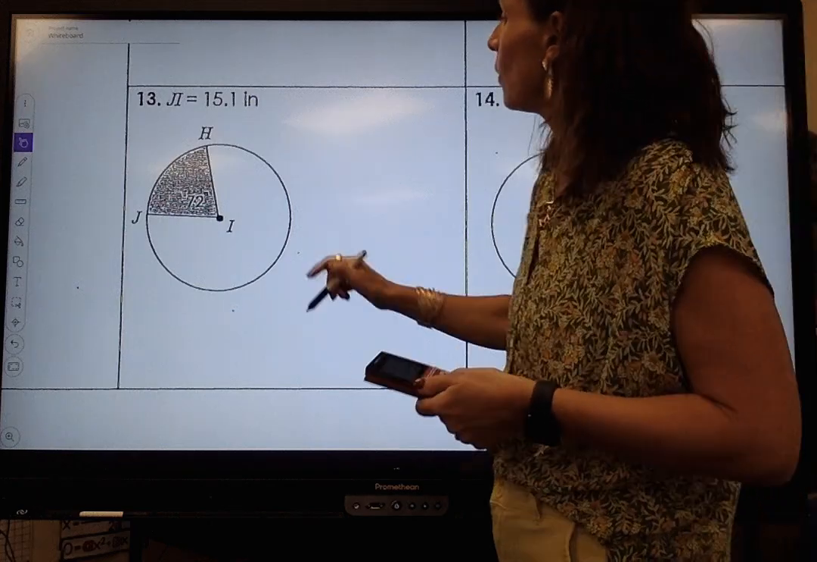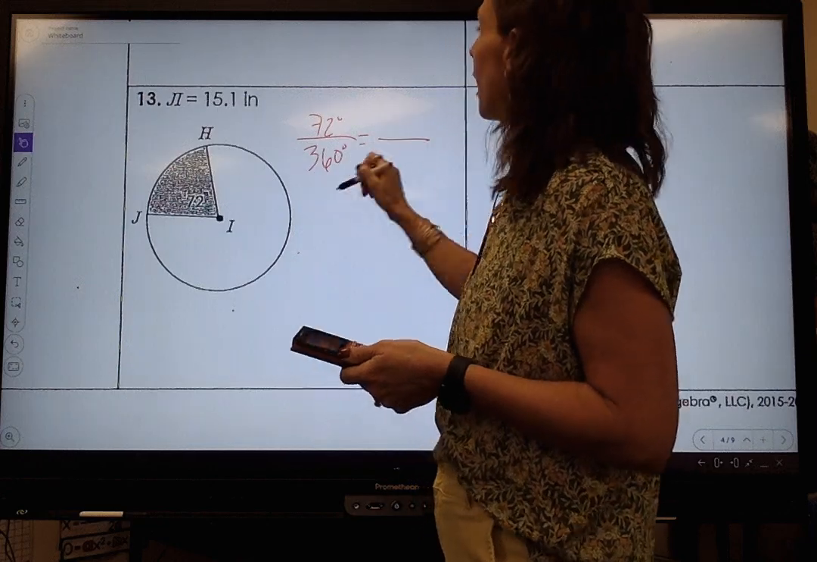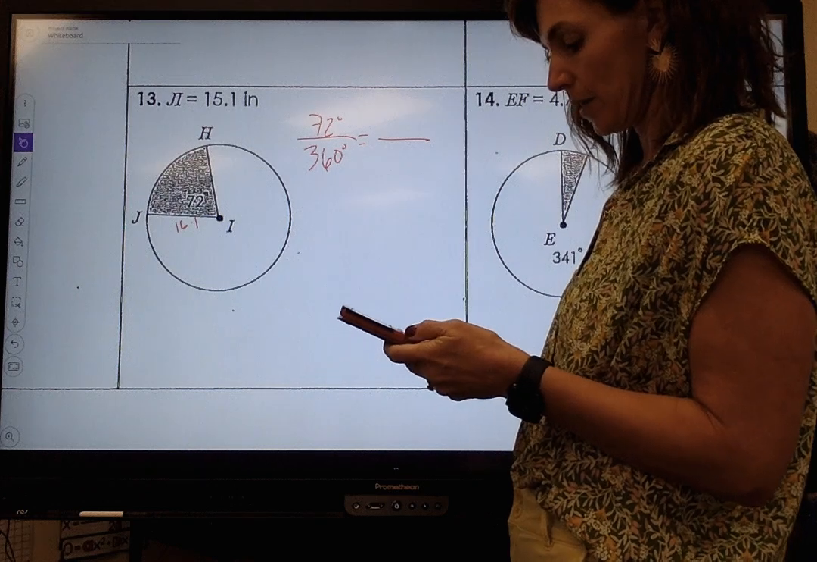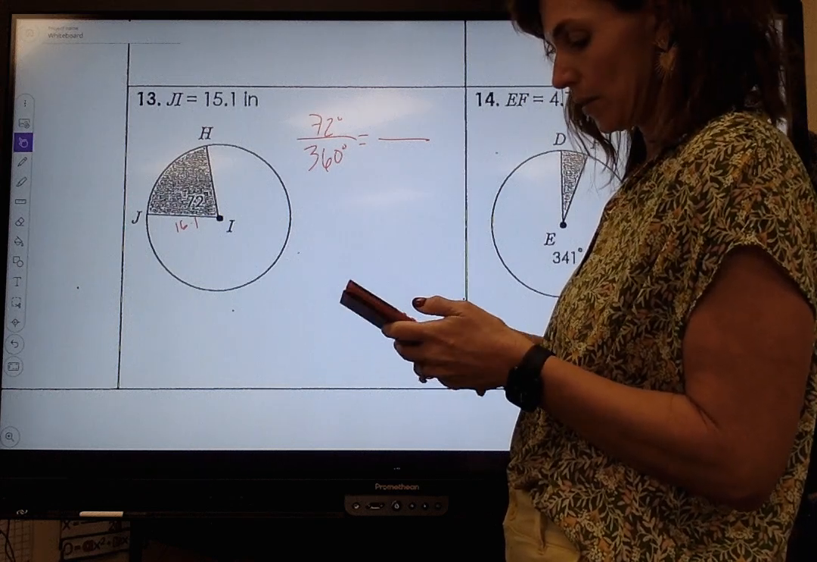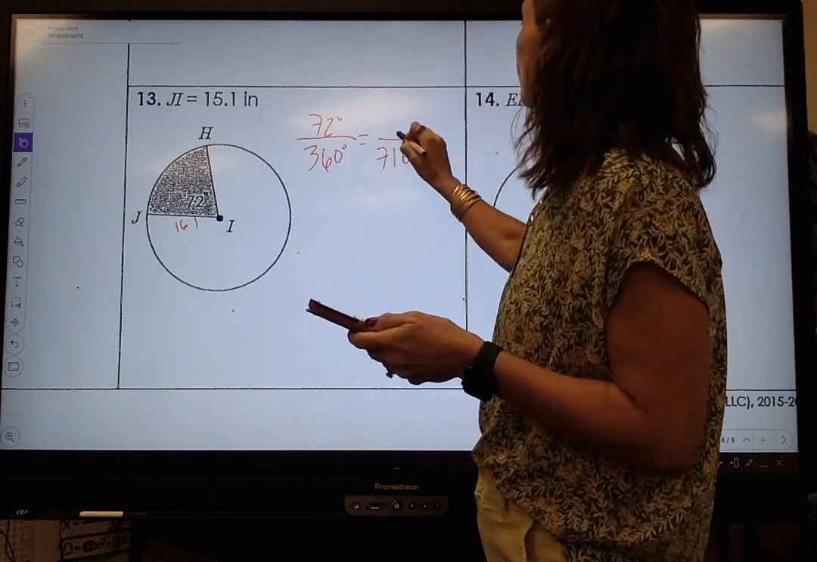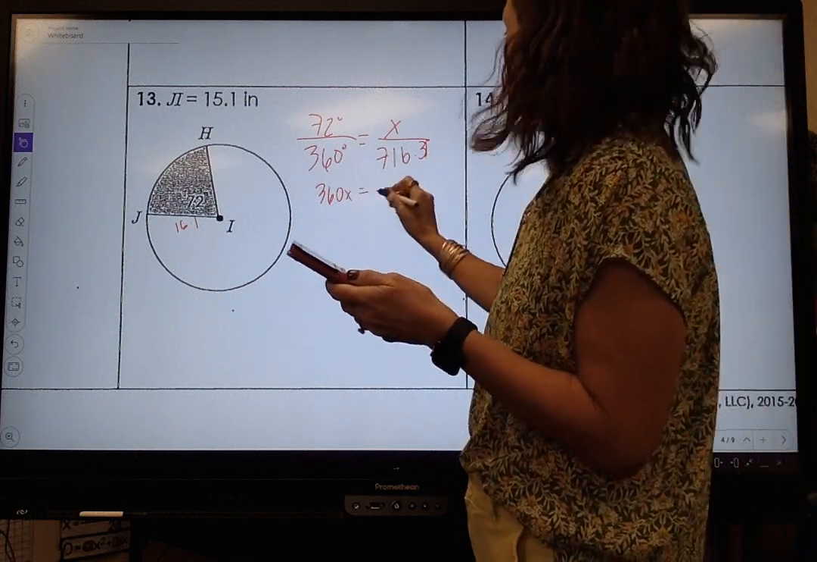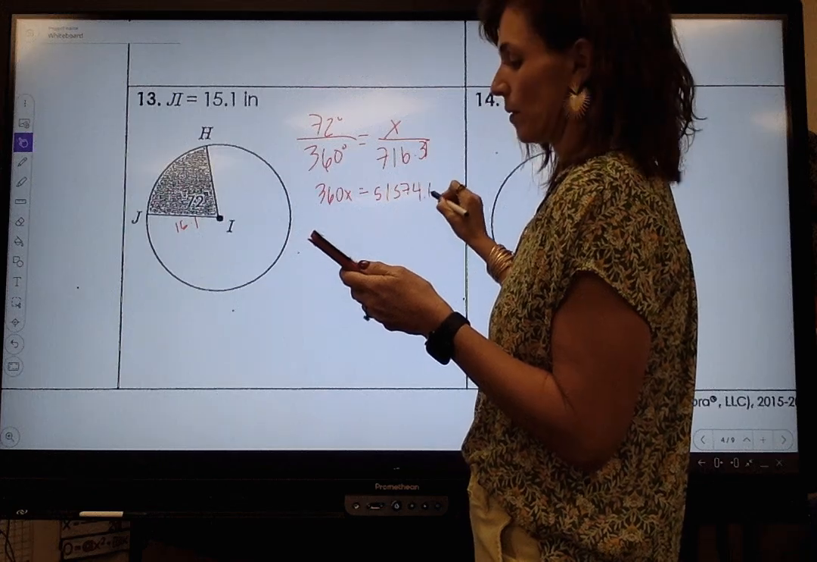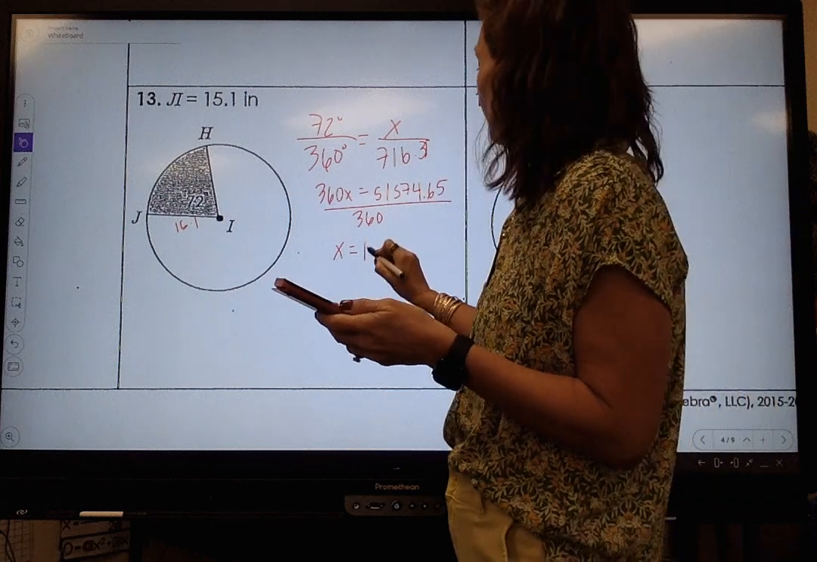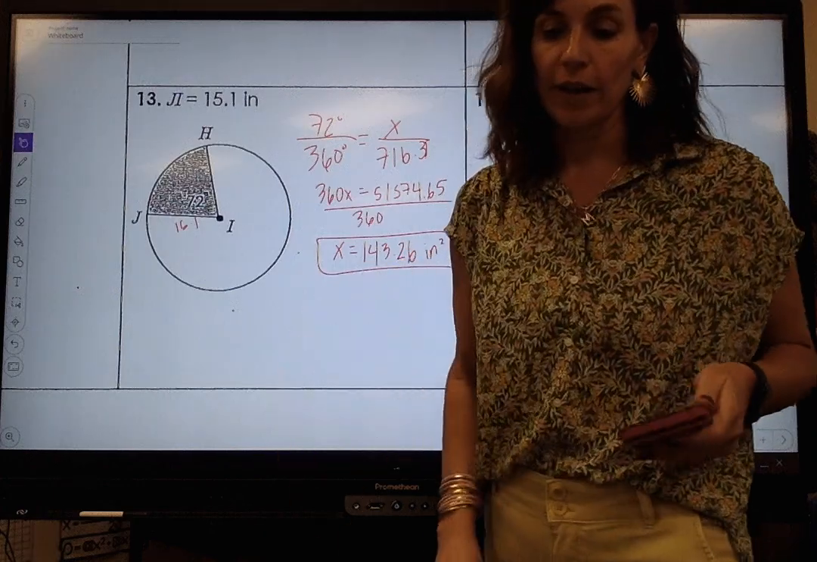Number 13. The section I'm looking for is 72 degrees out of 360 degrees. I know that JI is 15.1, so I can find the area by doing pi radius squared, and that gives me an area of 716.31. So I'm going to cross multiply. It's a proportion. And then all divided by 360. And I get 143.26 inches squared for the area of that section.